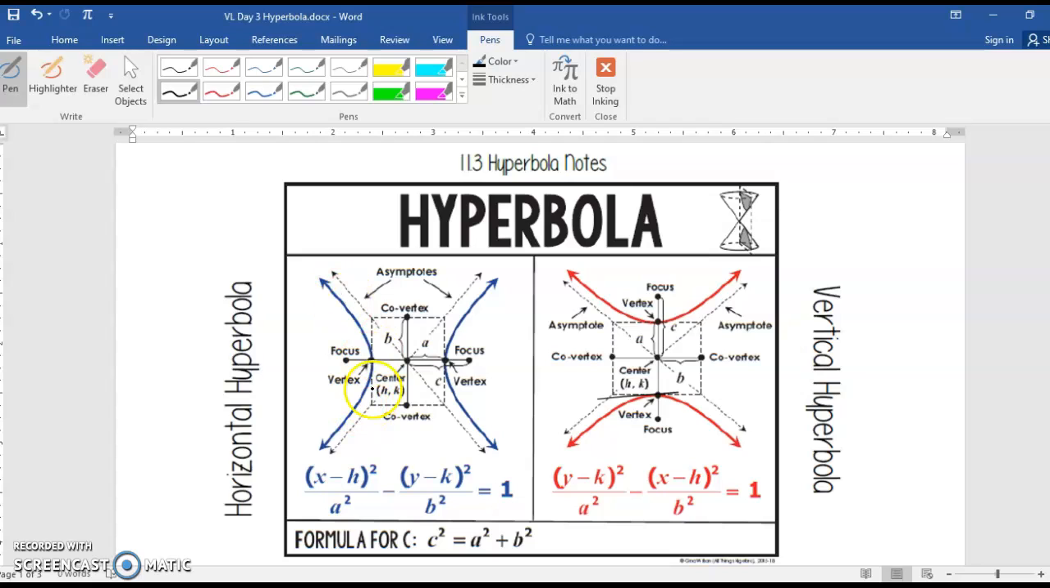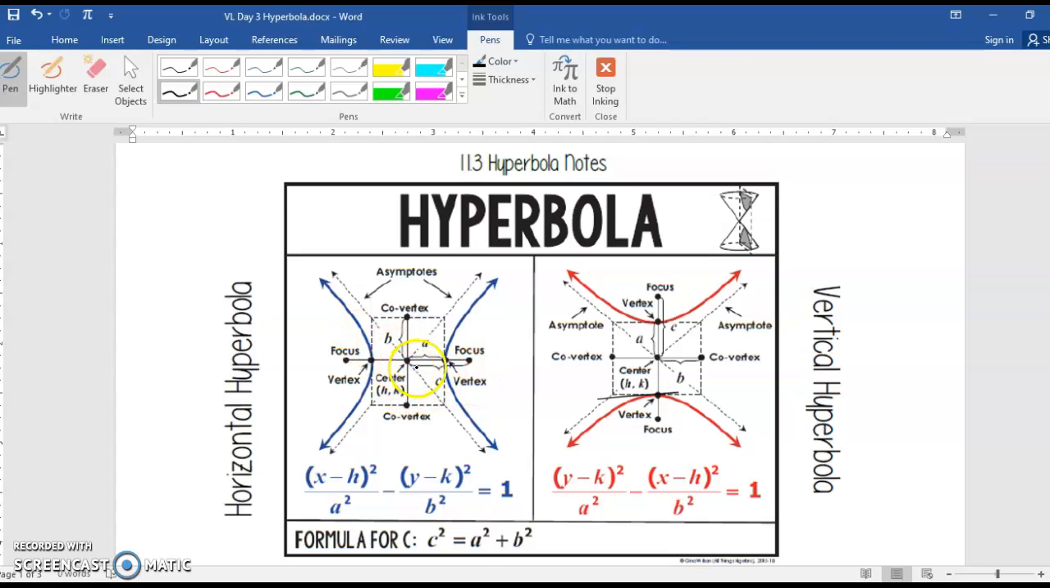The other major thing you would see is the focus is, of course, inside the curve, but it's outside of the vertex this time. So the vertex is in between the focus and center, unlike in ellipse where the vertex is outside. The focus is in between the vertex and center. And hence, the figure is going to be curves pointing away from each other.